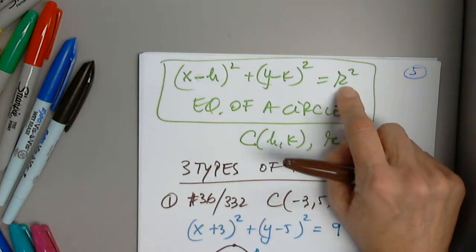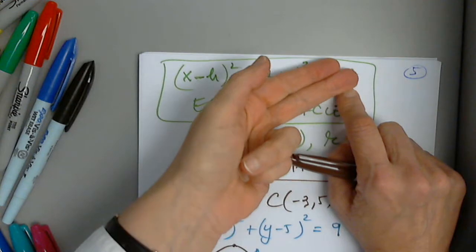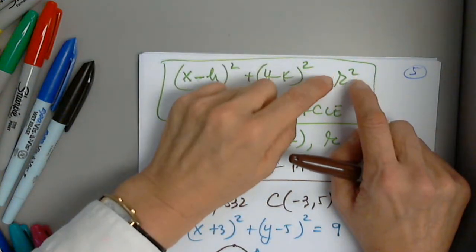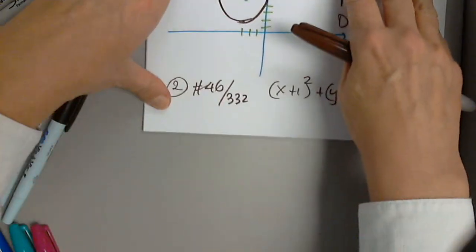If this is negative, that's impossible, because I cannot have a positive number plus a positive number equal a negative number. So this must be a number greater than 0. So now let's look at what we have.